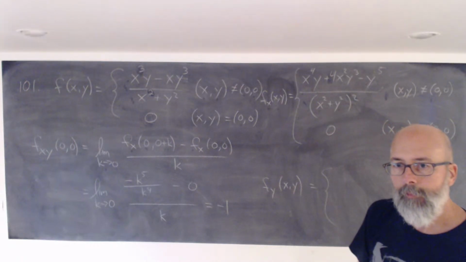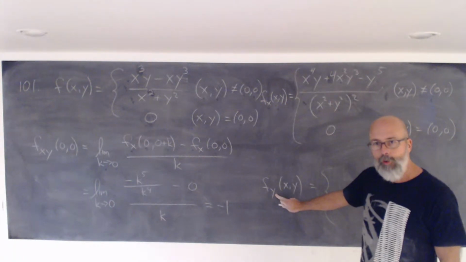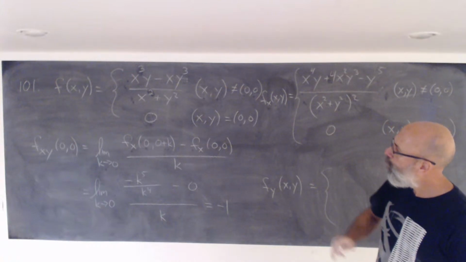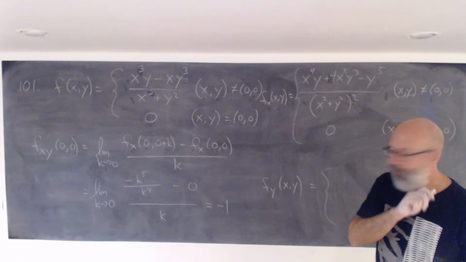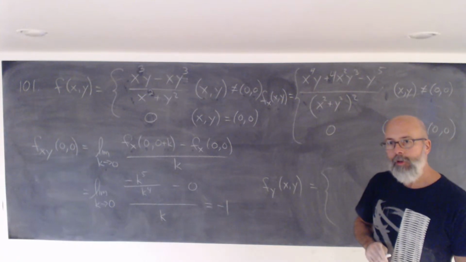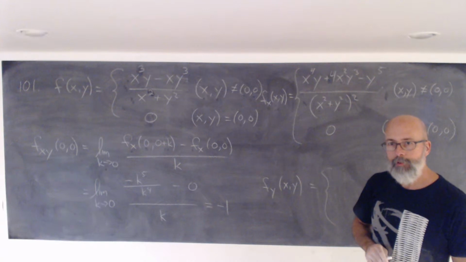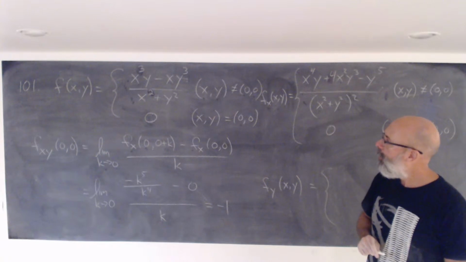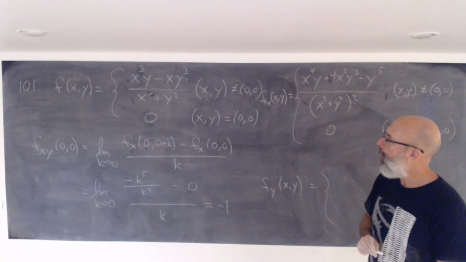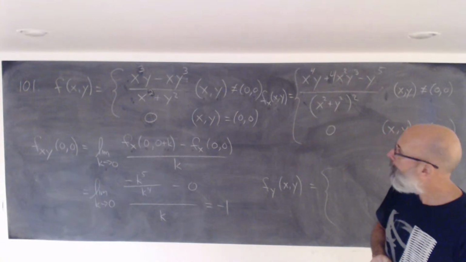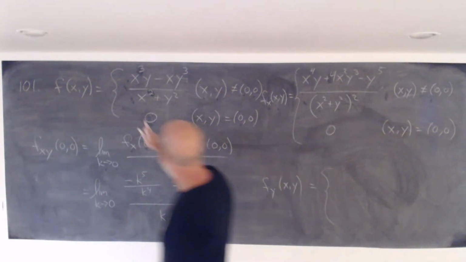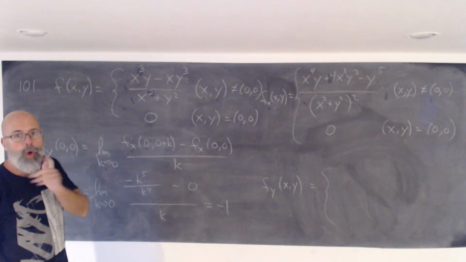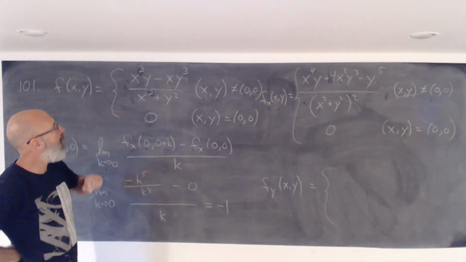Now repeat. Find the derivative of f with respect to y everywhere. Let's cheat. We're going to cheat. Let me give you a moment to prepare yourselves by making this beautiful observation. Look at your function. What happens if you interchange x and y?